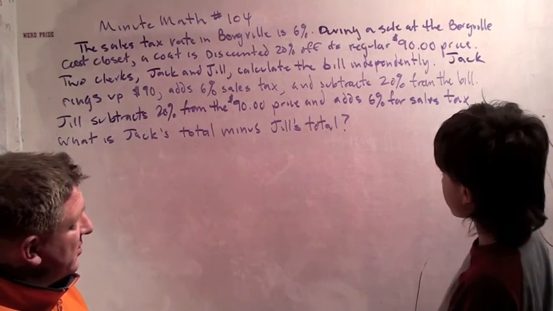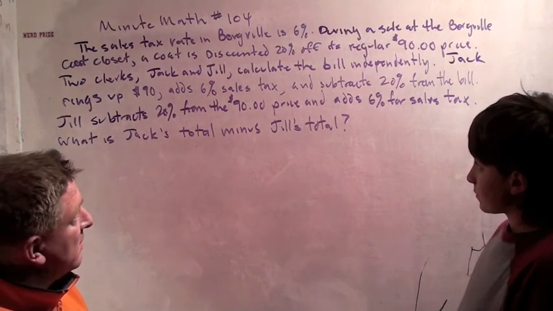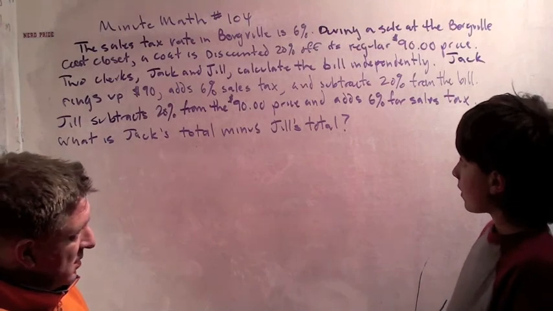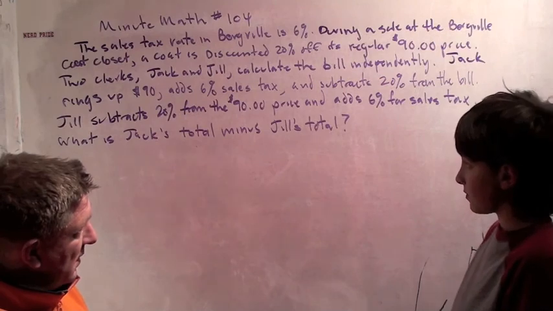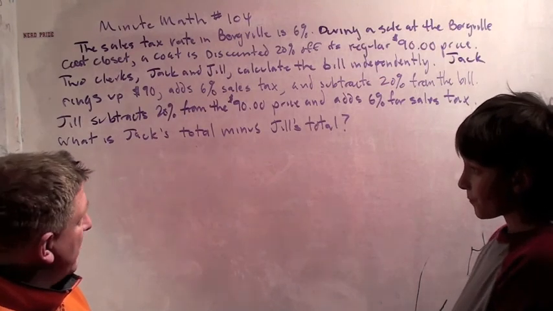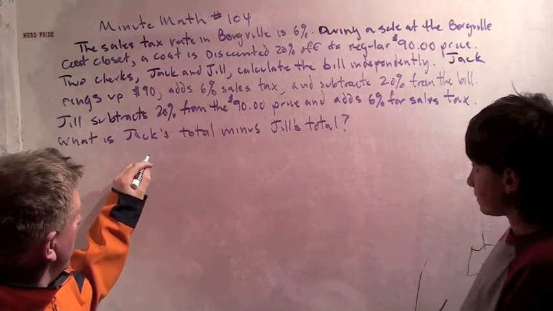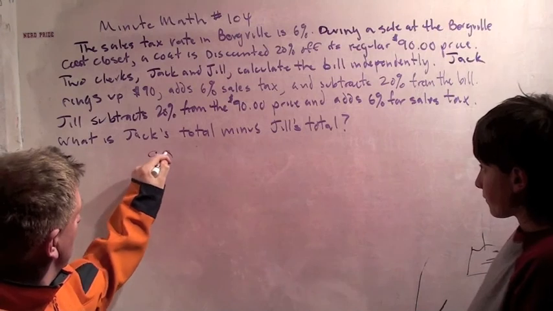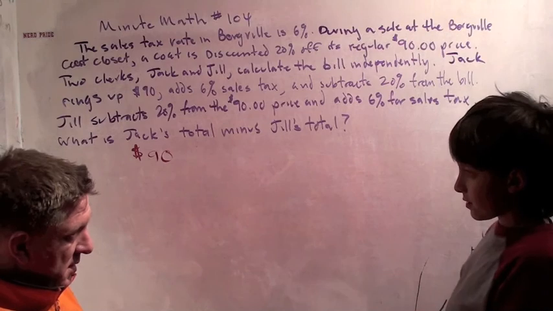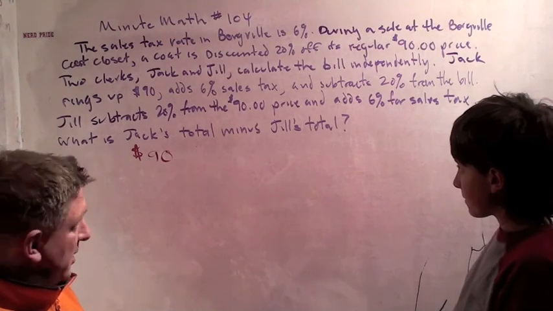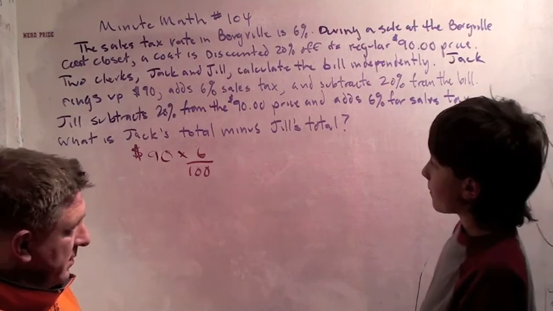Okay, let's talk about how you would approach this problem, because there could be a lot of calculation, but we don't need to do all the calculation in the video. What would you like to do first? Well, if we calculate Jack's total and then Jill's total, and then subtract them? Yeah. Okay, so the first thing Jack's going to do is add 6% to $90. So how do you calculate that? How do you find 6% of $90? It's 6 over 100 times 90. Okay, and what's that going to be?